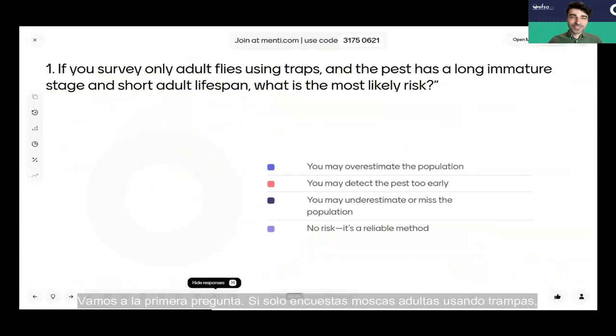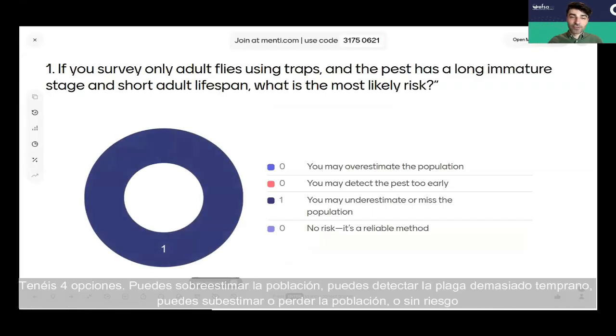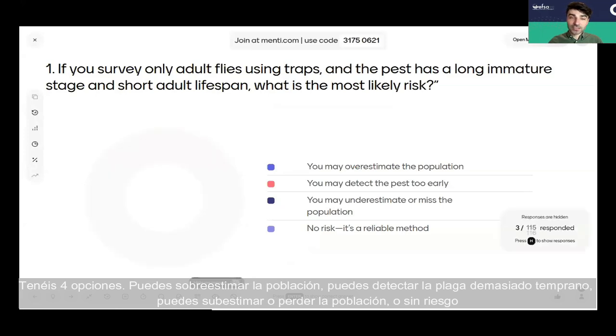Let's go for the first question. If you survey only adult flies using traps and the pest has a long immature stage and short adult lifespan, what is the most likely risk? You have four options. You may overestimate the population. You may detect the pest too early. You may underestimate or miss the population, or no risk.